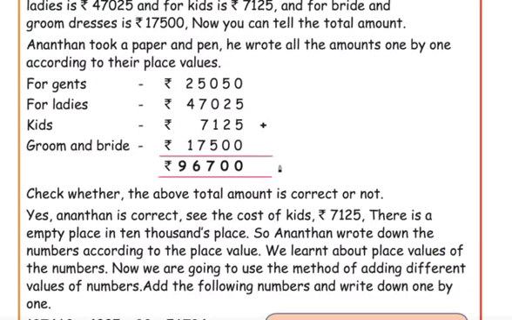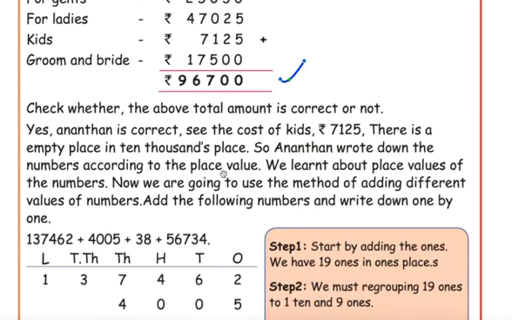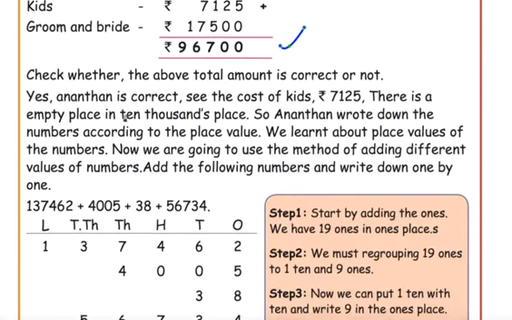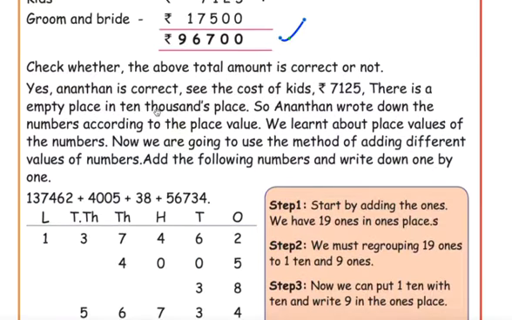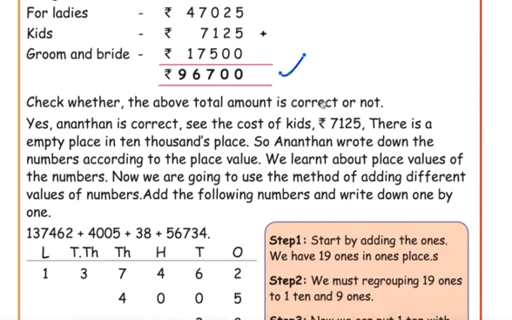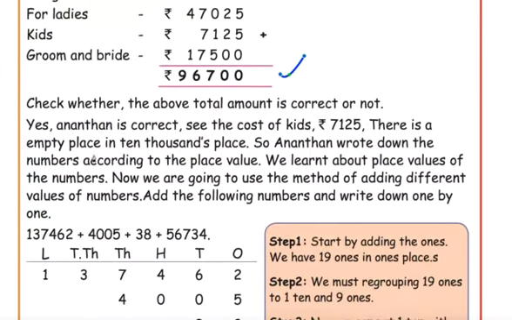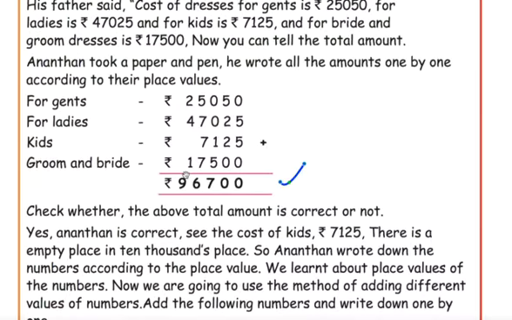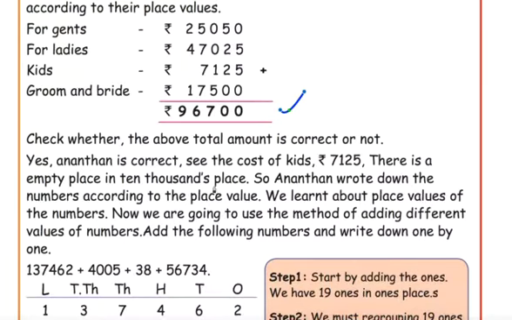So how to indicate it? By putting a tick mark. Check whether the above total is correct. Yes, Ananthan is correct. See, the cost of kids is 7,125. There is an empty place in the 10,000 place. So Ananthan wrote down the numbers according to the place value. Right. We learnt about the place values of the numbers.